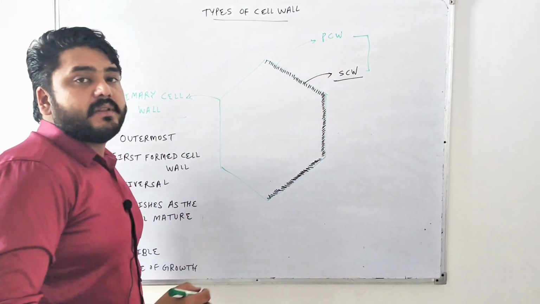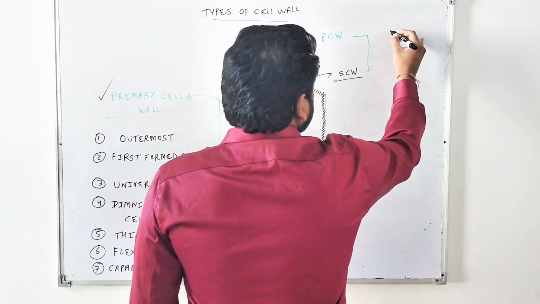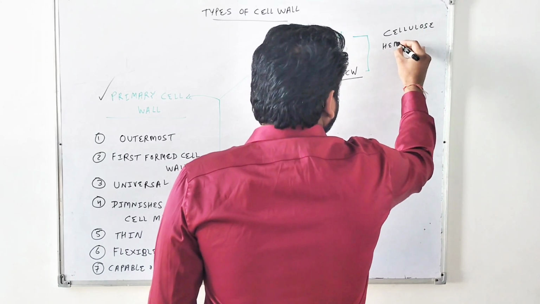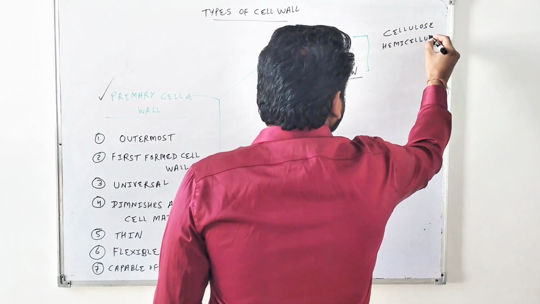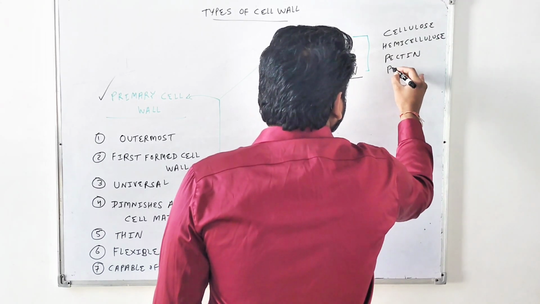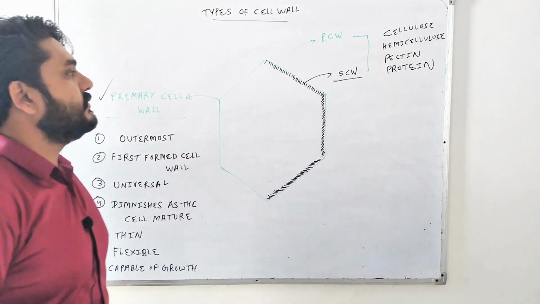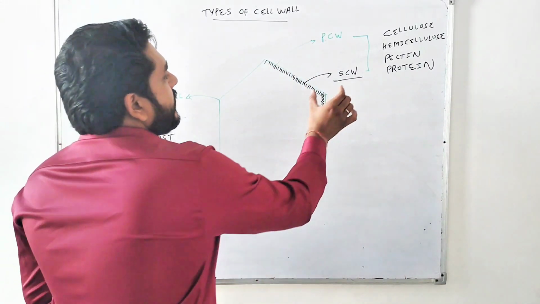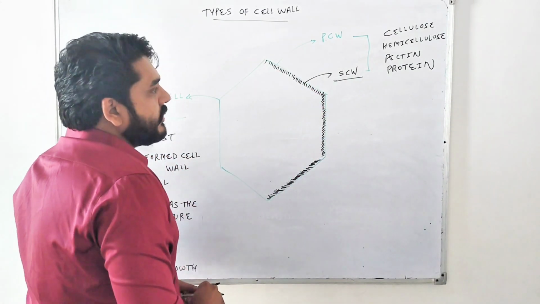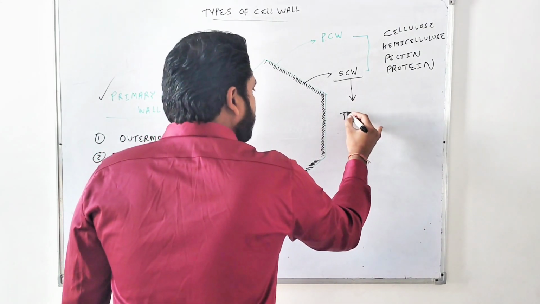Students, here you have to remember the composition of primary cell wall as well as the secondary cell wall. Both of the cell walls are made up of cellulose, next hemicellulose, next pectin and protein. So these four components will be there: cellulose, hemicellulose, pectin and protein. Now in this diagram you are noticing that the secondary cell wall is comparatively thicker than the primary cell wall. So the characteristic of the secondary cell wall is that it is thick.